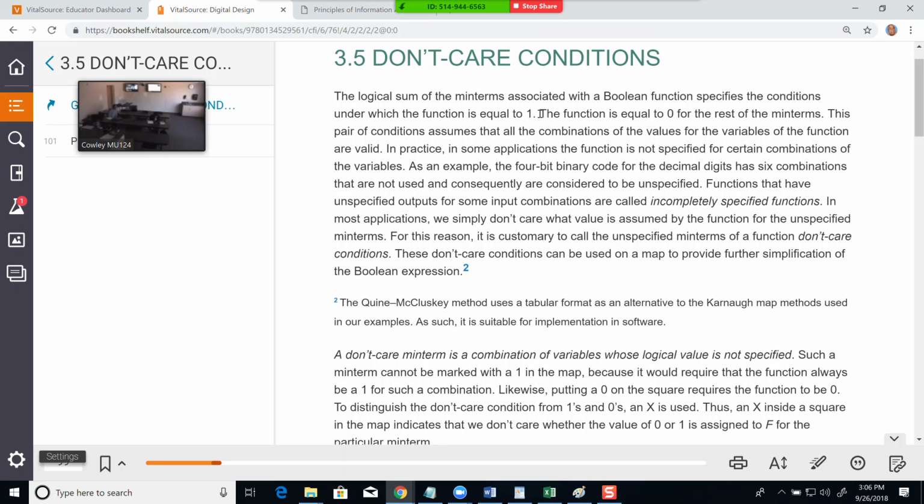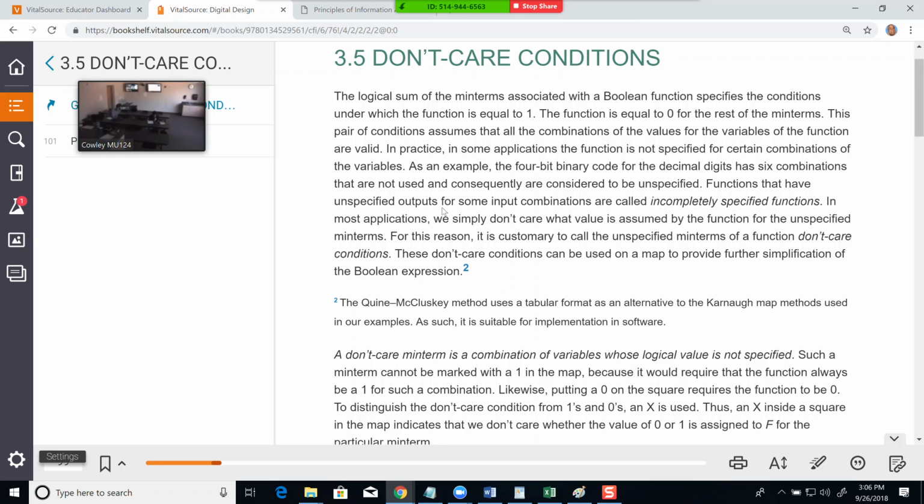Okay, a logical sum of the min terms associated with the Boolean function specify conditions under which the function is equal to 1. The function is equal to 0 for the rest of the min terms. This pair of conditions assumes that all the combinations of the values for the variables of the function are valid. In practice, in some applications, the function is not specified for certain combinations of the variables. As an example, the 4-bit binary code for the decimal digits has 6 combinations that are not used and consequently are considered to be unspecified.